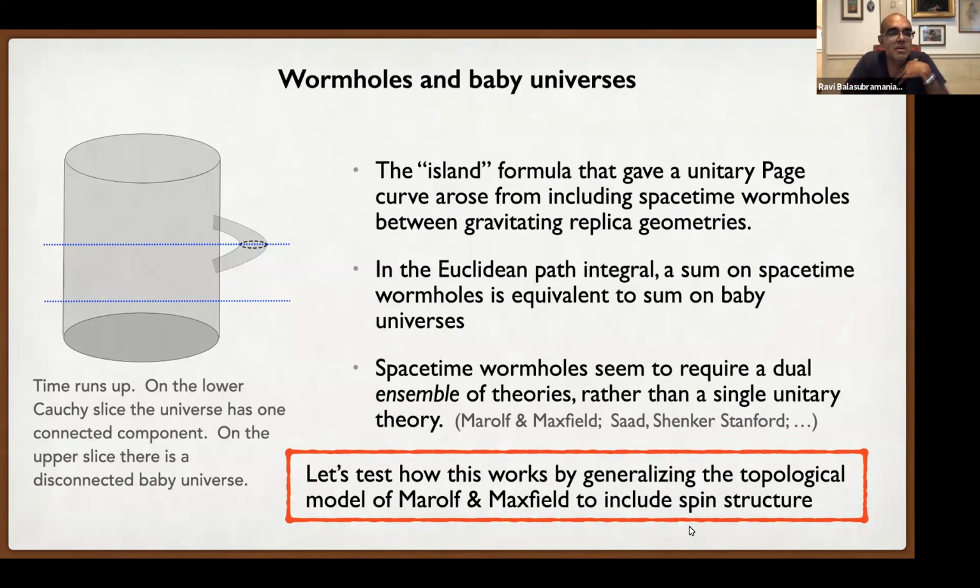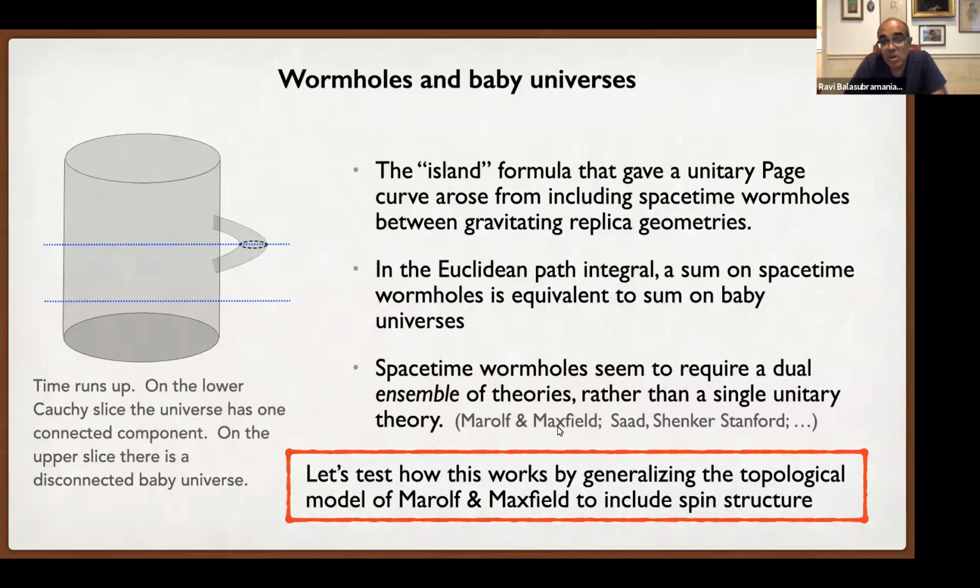Remember the island formula, as we described a moment ago, arose from including space-time wormholes in the gravitating path integral. So if you do a Euclidean path integral, a sum on space-time wormholes of this kind, right? I'm not doing the replica trick now, I'm just doing the Euclidean path integral for gravity. A sum on space-time wormholes is actually equivalent to a sum on baby universes. Why is that? Well, suppose I have this universe that's propagating up in time, and I have this Euclidean wormhole, the space-time wormhole. If I put it there and I slice here, now I have two circles. At that point, there's a baby universe there.